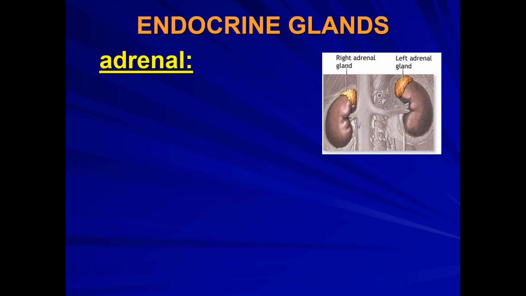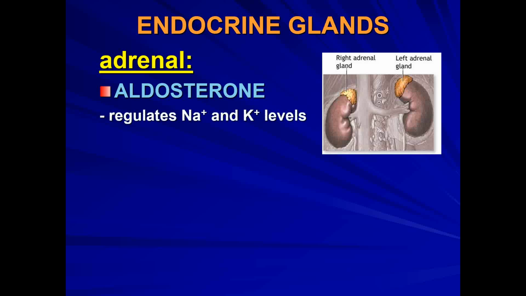Adrenal glands, plural, are going to give us a couple of hormones. Aldosterone helps us control a couple of very specific ions in the body. Sodium, Na, and potassium, K. So we're balancing, getting just the right amount of those important ions in the body under the influence of aldosterone.